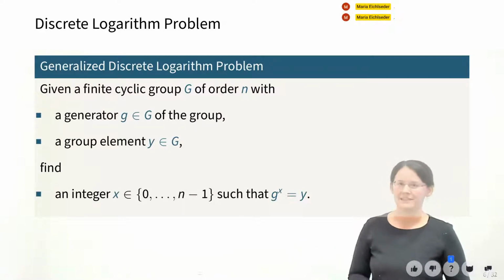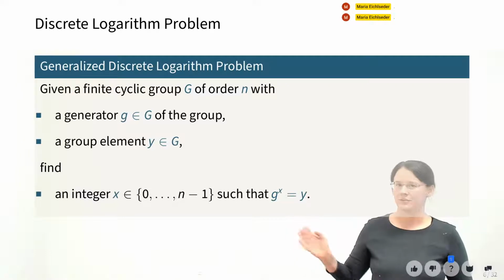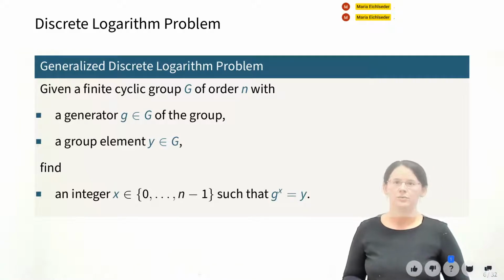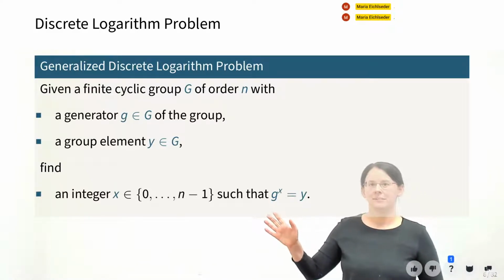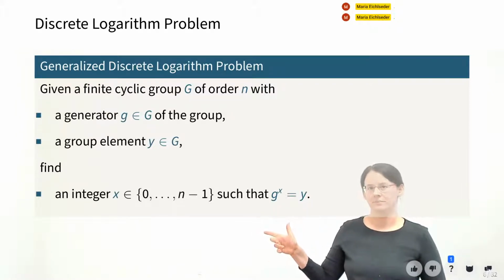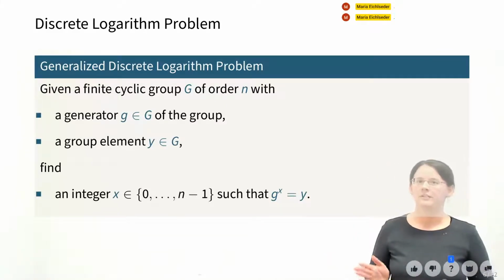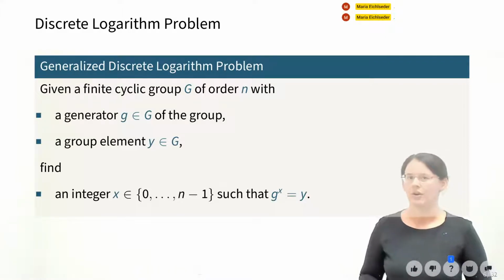And the purpose of this lecture is now to discuss how hard this problem is and what I can do to solve it. First I want to discuss two aspects related to in what way the hardness of this problem depends on the group and the generator that I choose, whether this has any influence. So let's first have a look at whether it makes a difference which generator I choose if I have multiple generators which all have the same order.